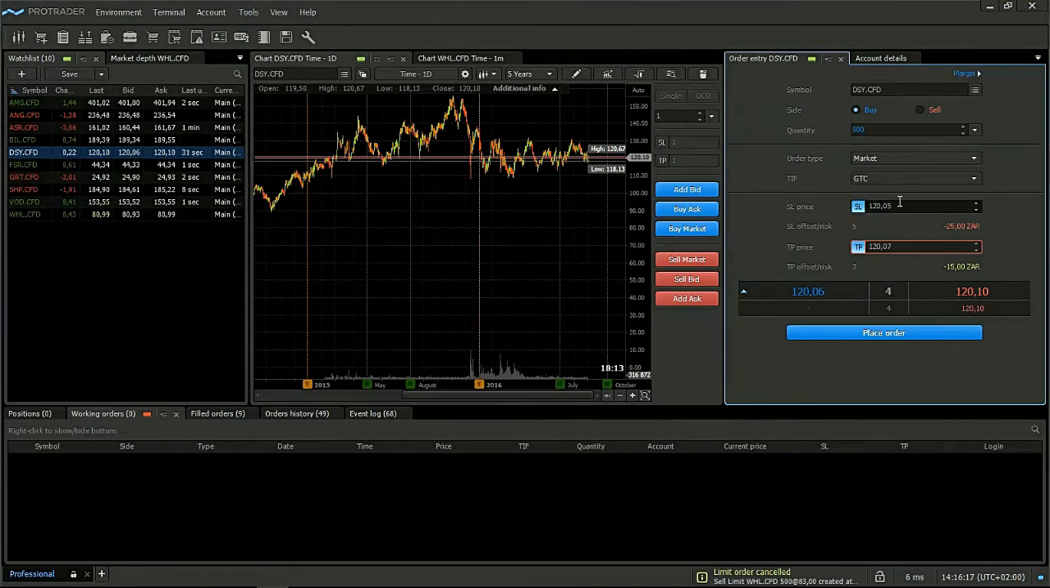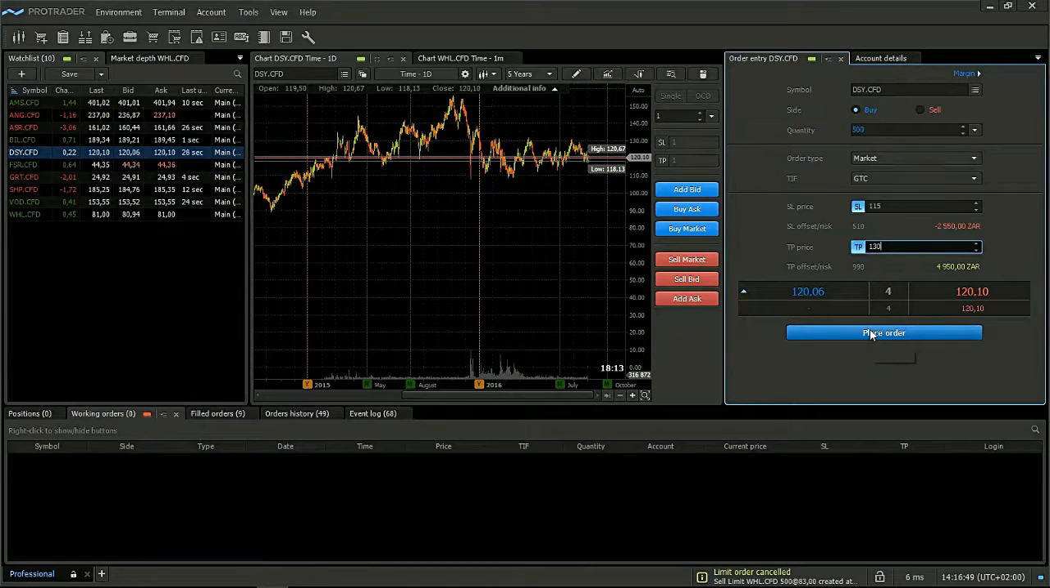Stop loss. Current market price is about 120 rand and 10 cents. So let's say we'll make that 115 rand, and our take profit, we will make 130 rand. That will show us on this trade, if we buy these shares now at market price and it hits our stop loss, we will be willing to lose 2,500 rand. But if it hits our take profit, we will make 4,900 rand.